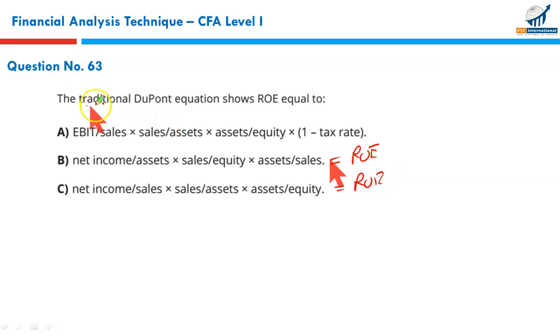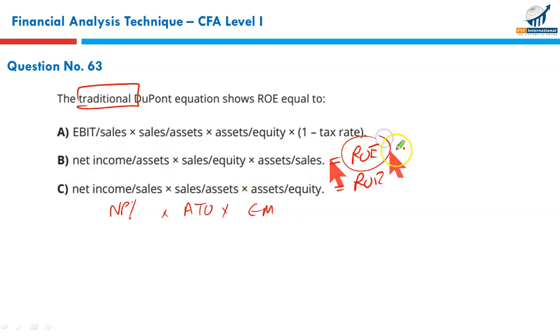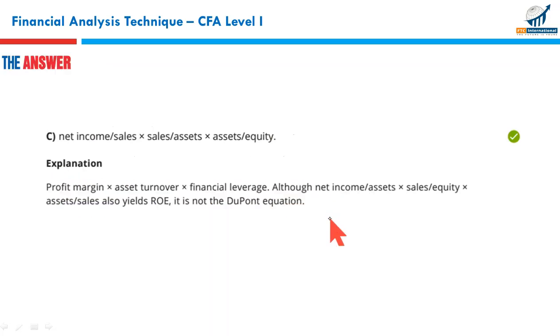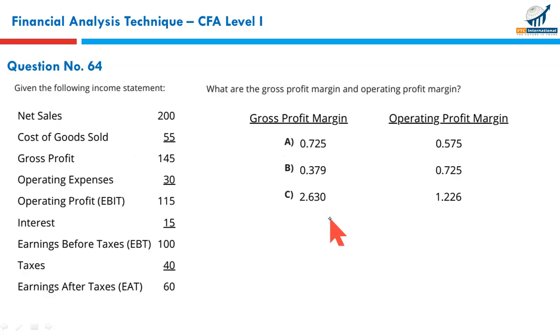When you say traditional, this is the way it is laid out. Net profit into assets turnover into equity multiplier. This is the traditional way, no doubt the result would be simplified to ROE, but the way we give it is this. So if you have to select between B and C, without doubt C is the right answer. Next.